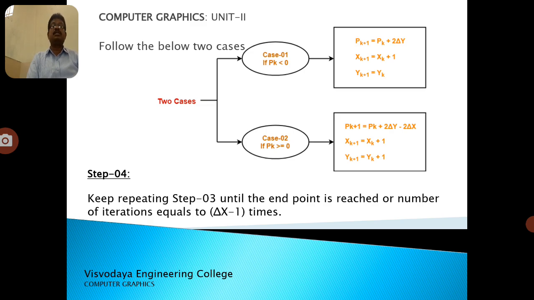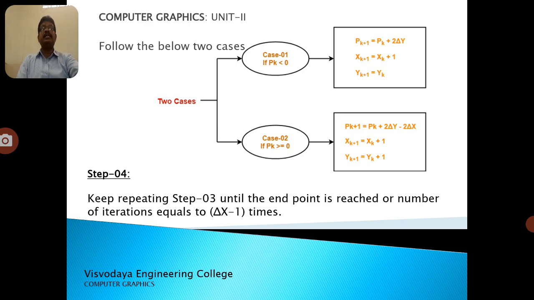If the pk value is greater than or equal to 0, then the next decision parameter is pk plus 1 equals pk plus 2 into delta y minus 2 into delta x. The next coordinates are xk plus 1 equals xk plus 1 similarly, and yk plus 1 equals yk plus 1, that is also the incremented value.